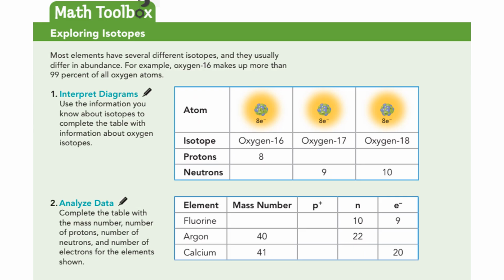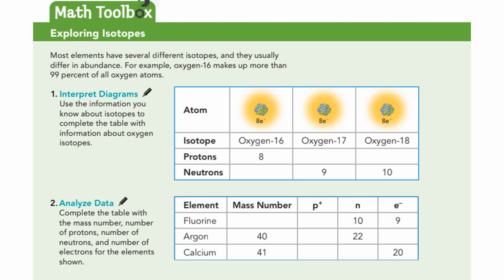All right, so now for the math toolbox. We're going to take the information that we've learned about isotopes and put it to use. Most elements have several different isotopes, and they usually differ in abundance. For example, oxygen 16 makes up more than 99% of all oxygen atoms. We need to use the information that we know about isotopes to complete the table with information about oxygen isotopes.